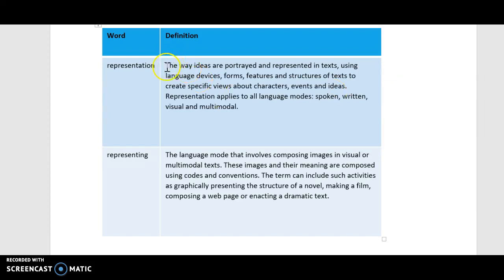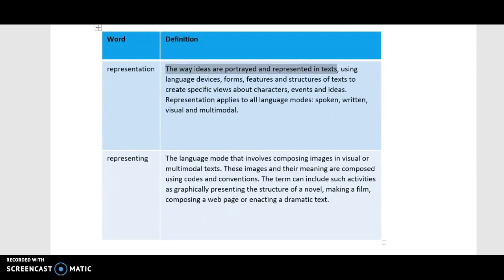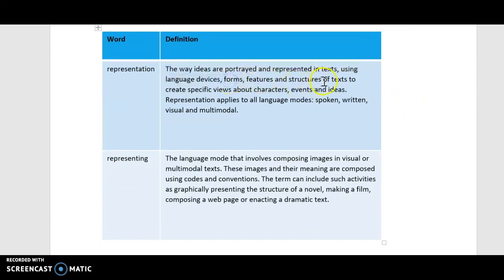Now notice this part here, the way ideas are portrayed and represented in text. That is what your question is asking you to do. Look at how those ideas are represented. How do you do that? By looking at the language devices, the forms, the features, and structures of the text to create views about the characters, events, and ideas.